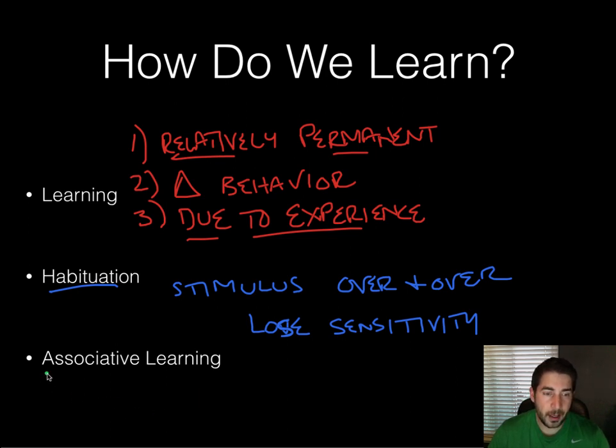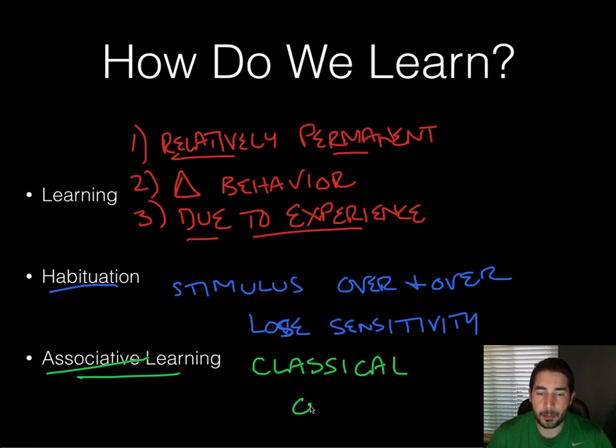And then finally, associative learning. Associative learning is just kind of a catch-all term for all the types, for both classical and operant conditioning. All right, and so that's what associative learning is. It means you learn to associate one thing with another.